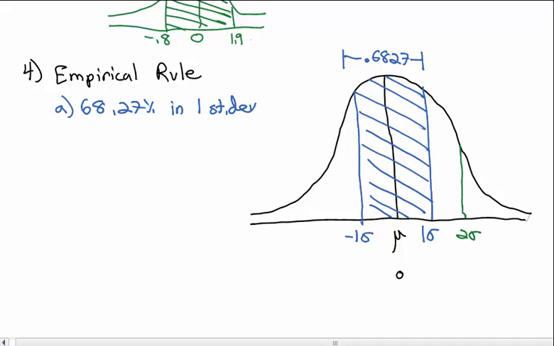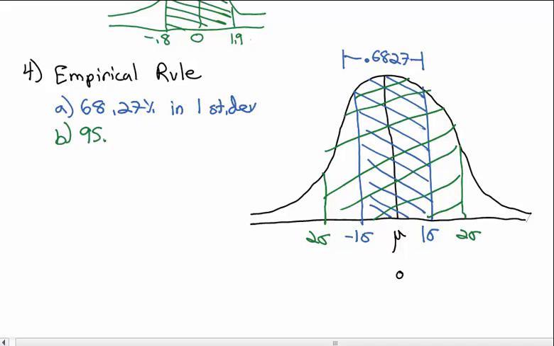If we go out more to 2 standard deviations on each side, so this would include that center area, it turns out 95.45% of the data is within 2 standard deviations of the mean. So that would be 0.9545 within 2 standard deviations from the mean.